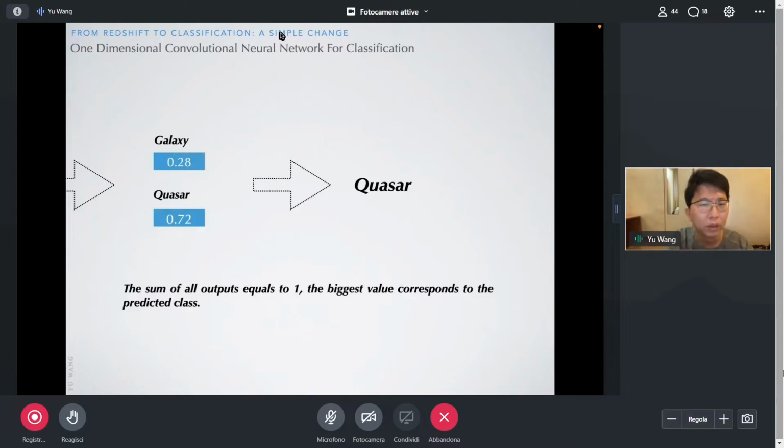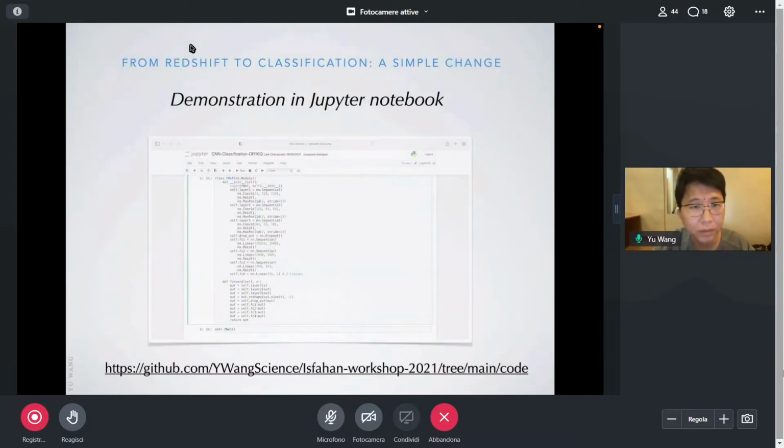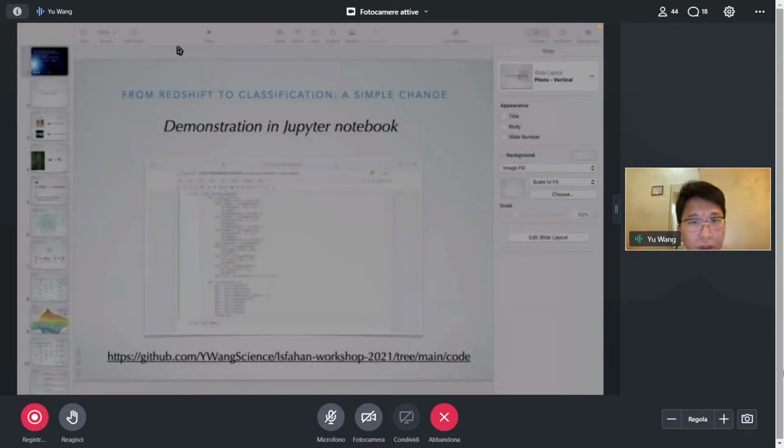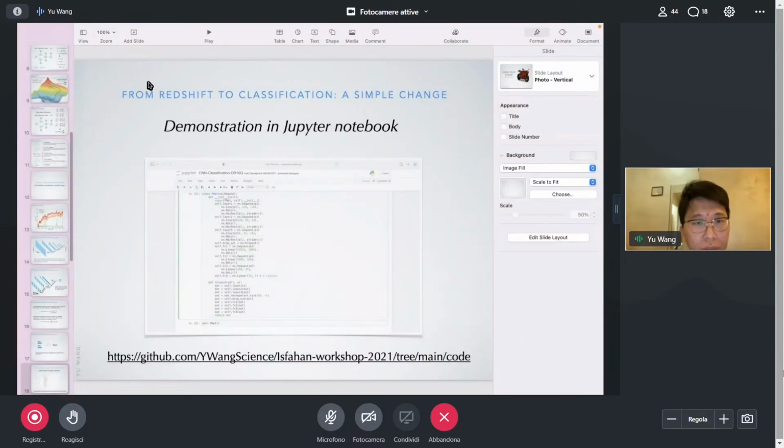So this is the last output. The first one corresponds to the galaxy, and the second one corresponds to the quasar probabilities. So if the first value is 0.28 and the second is 0.72, then we say it's a quasar. So very simple. Now we can demonstrate the procedure from the Jupyter notebook.